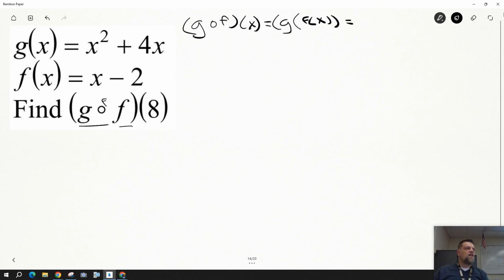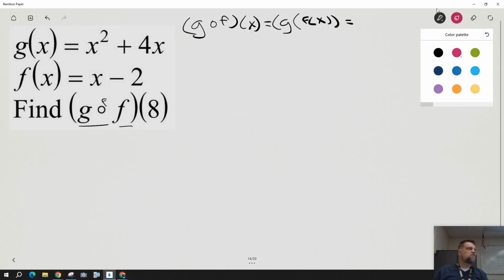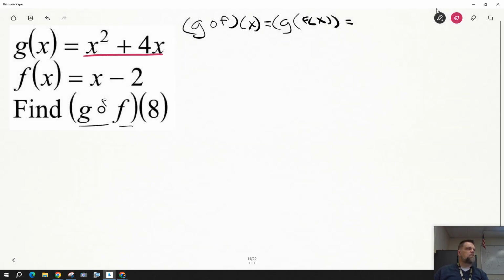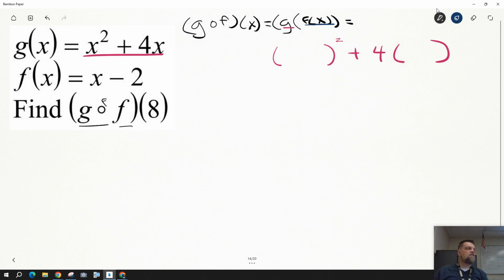So how do I do that? Well, what I'm going to do is take g, right? Because that's the outermost one. And I'm going to write it down. So g is something squared plus 4 times something. Well, what am I going to plug in there? f of x. What's f of x? x minus 2, and x minus 2.